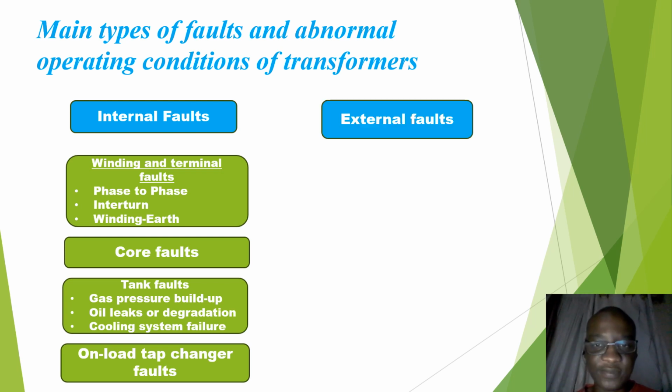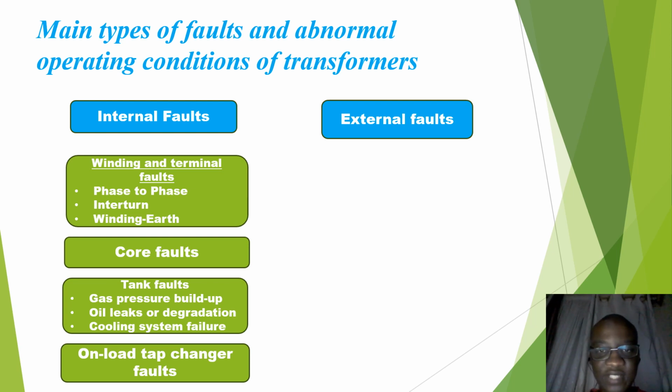And then external faults. These are faults that occur downstream of the transformer. So our transformer isn't the first line of defense here; our transformer's protection acts as backup for the downstream equipment, for example the feeders, or if an external fault occurs in the bus bars, the protection of these individual equipment should be the first line of defense.